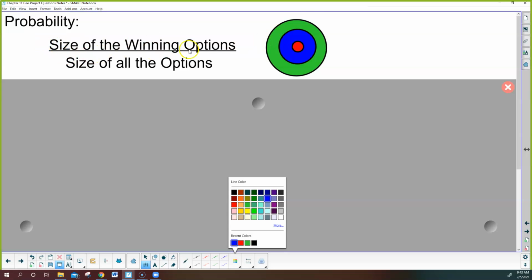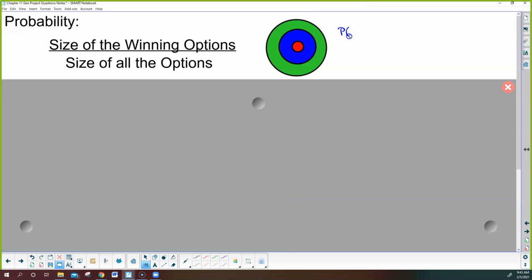But let's say that I wanted to throw a dart and I wanted to hit the blue circle. Okay? I only wanted the blue, not the red, but I wanted the blue target on this. What is the probability of hitting a blue piece? Well, what do we need to do? I need to take the area. So what is probability? Probability is the size of the winning options. Well, when we say size, we're referring to area, right? And when we say winning options, your winning options are what you want, right? Your target. Well, in this case, I want the blue shape. So what I want is the area of the blue circle.